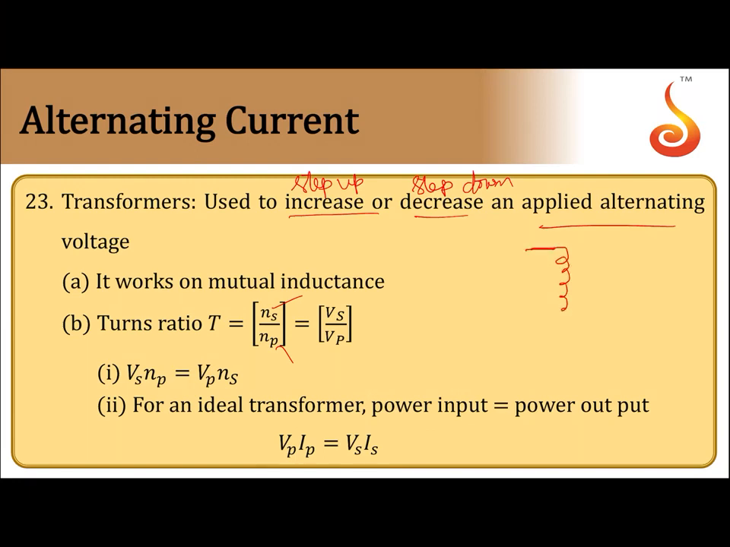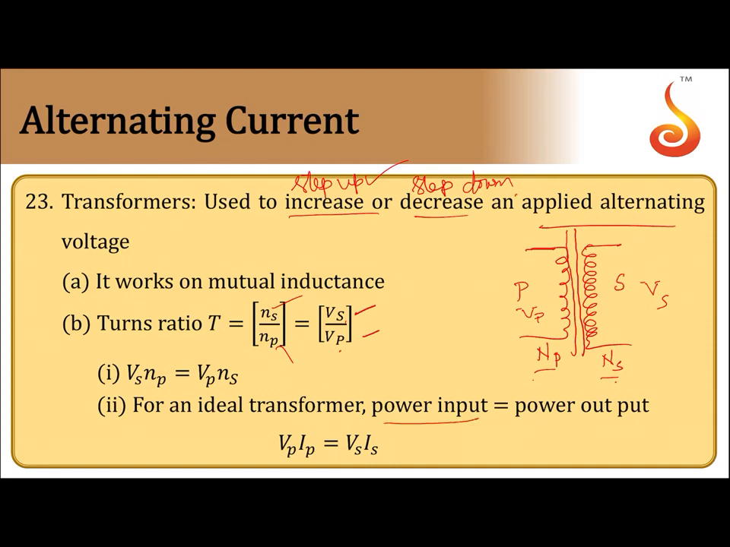So as I told you, transformer works on the principle of mutual inductance. Then there will be two coils. So this is the circuit symbol for transformer. This is called primary coil, this is called secondary coil. The number of turns in this we call Np, number of turns in this we call Ns. Then Ns by Np gives you turns ratio. You can prove that it is equal to Vs by Vp, that means voltage across secondary to voltage across primary. So if Ns is greater than Np, then Vs will be greater than Vp, then we call it a step up transformer, otherwise step down transformer.